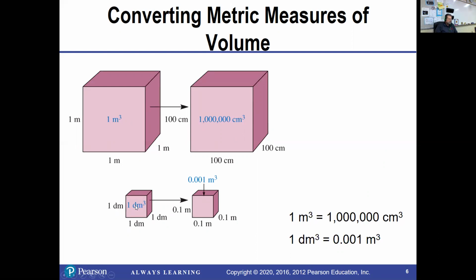And then deci to meter, you're going up, which means I'm going in the other direction. And deci to meter is one place. So if I move it one place to the left on linear, and then 3 places on cube, so it's 3 different times, one place. So that's why you get 0.001.